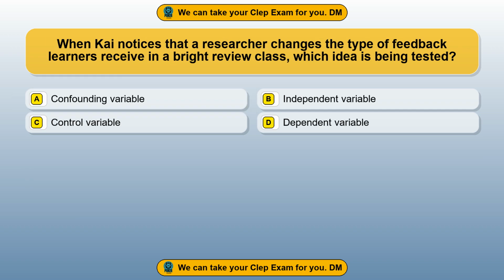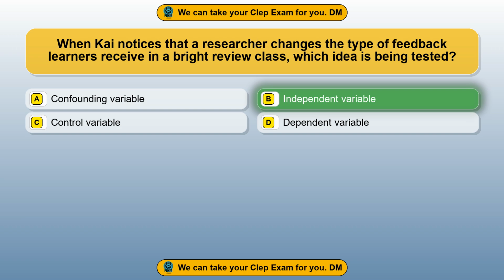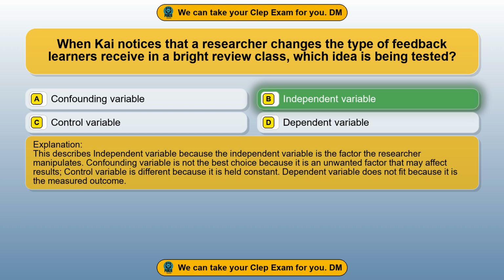Question 90. When Kai notices that a researcher changes the type of feedback learners receive in a Bright review class, which idea is being tested? Option A, confounding variable. Option B, independent variable. Option C, control variable. Option D, dependent variable. The correct answer is option B, independent variable. This describes independent variable because the independent variable is the factor the researcher manipulates.